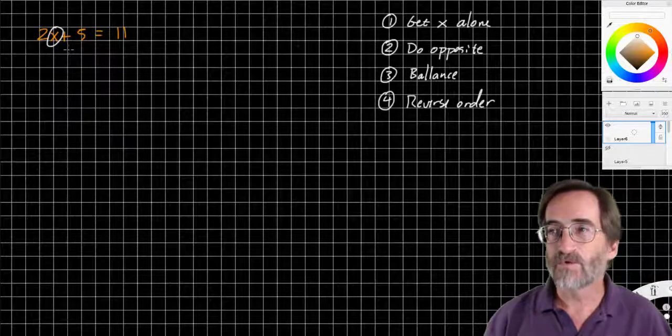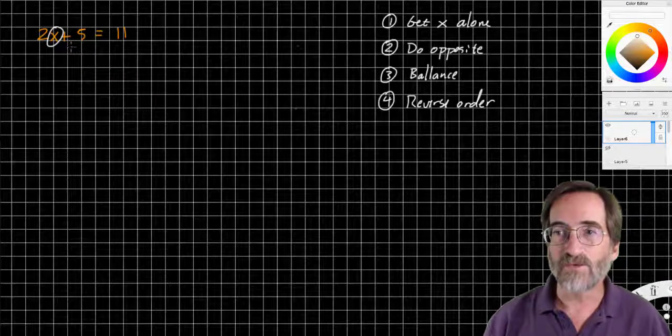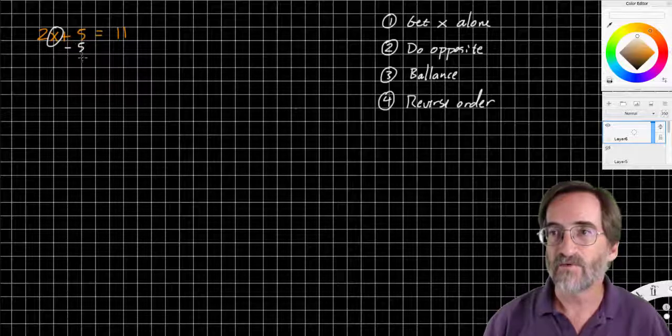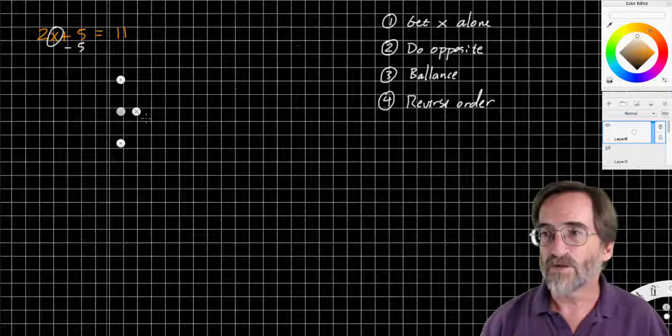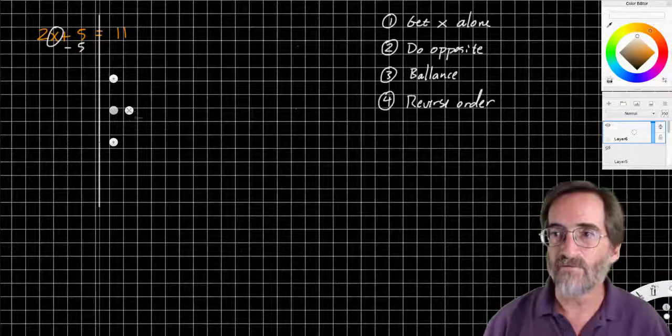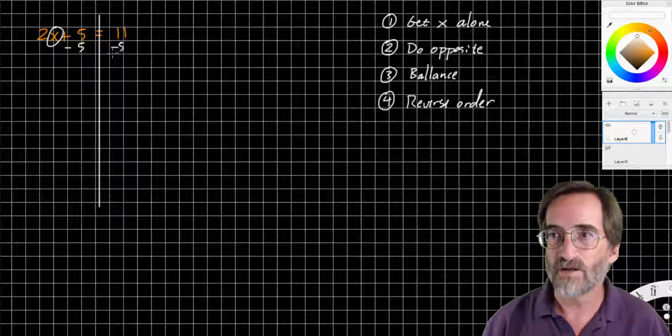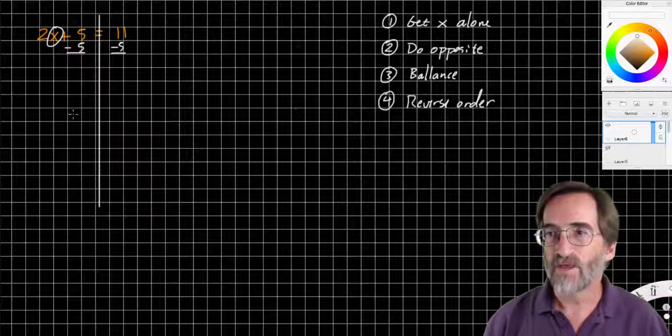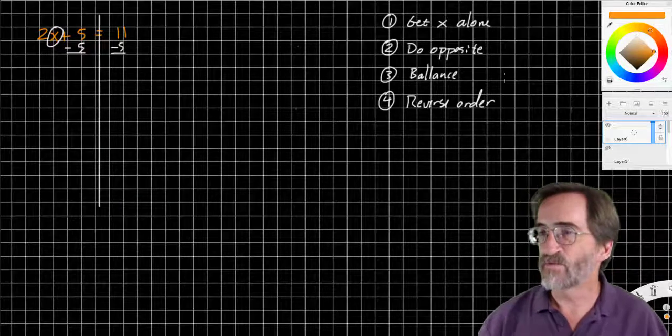So we're going to get rid of the plus 5. The opposite of plus 5 is minus 5. Balance requires that if I subtract 5 from the left of the equal sign, I need to subtract 5 from the right of the equal sign. So subtract 5. 5 minus 5 is 0.